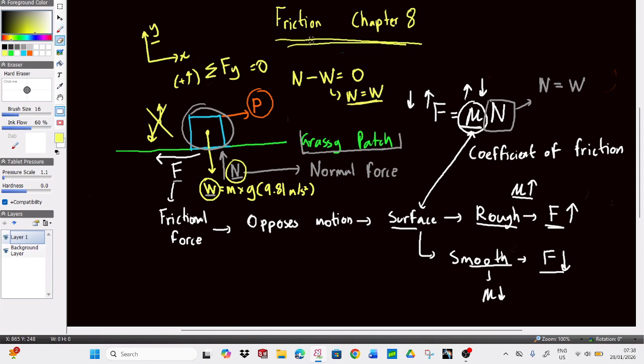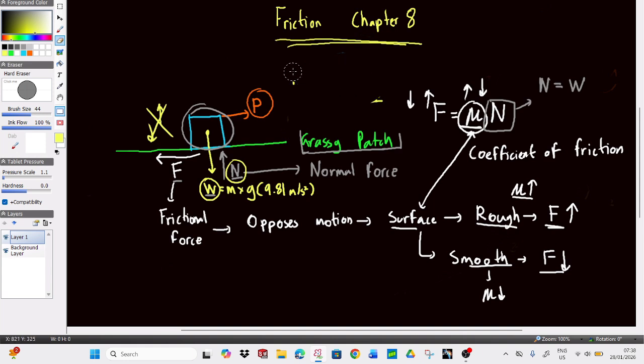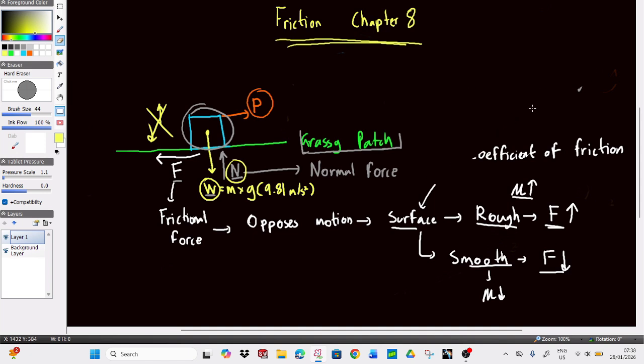This is what we've learned in high school so far. Now, I'm going to extend the concept a little bit for this case of statics. So let me just erase this stuff real quick.